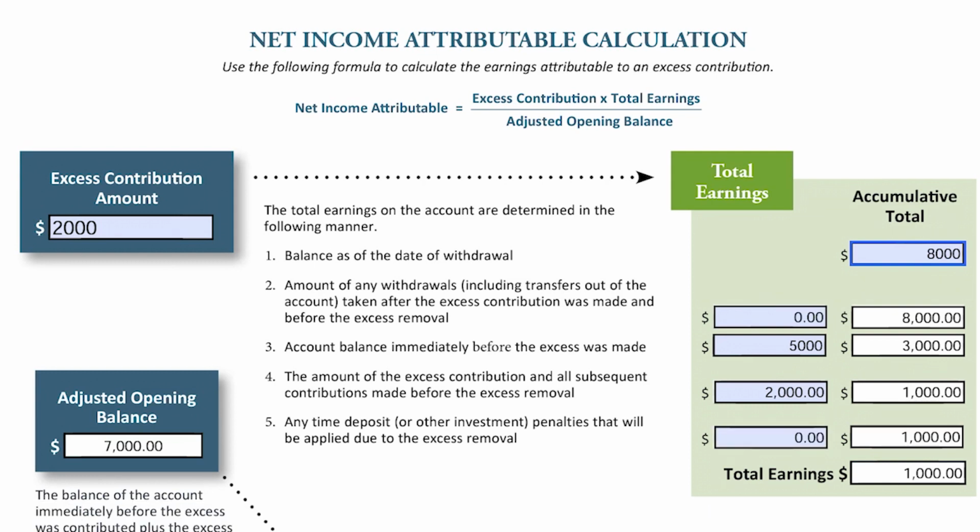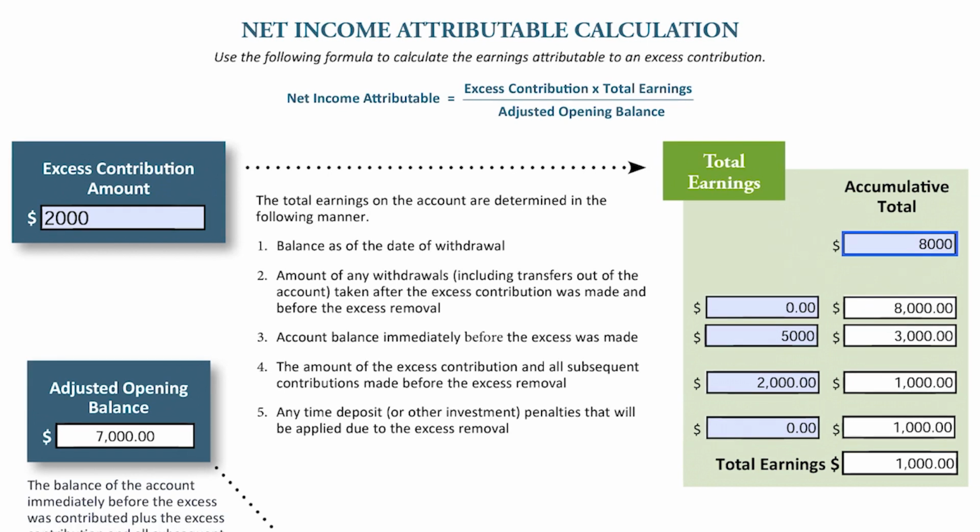So now that you can see all the numbers are already in there, the adjusted opening balance was $7,000. So that means there's $1,000, and you can see it right there, total earnings, $1,000, that is the growth portion. So if we're breaking it down, $2,000 versus the other $5,000.